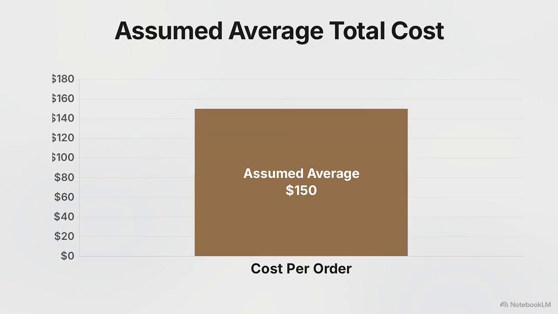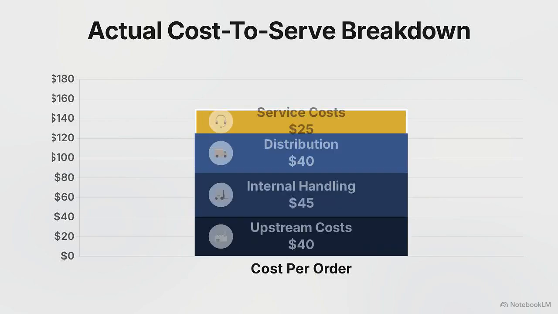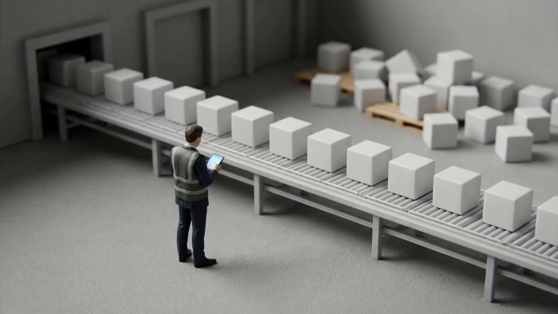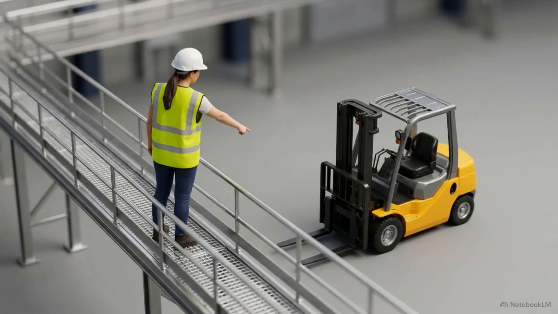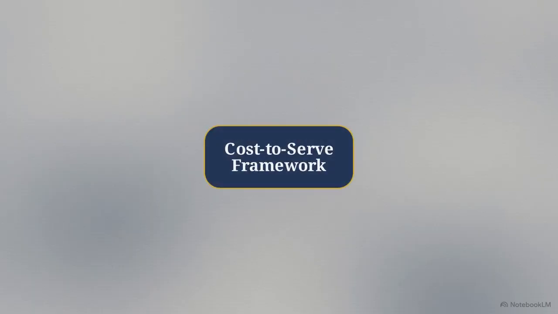Moving from an assumed average cost to a calculated actual cost allows an organization to identify which segments of their supply chain are generating profit and which are eroding it. Rather than treating logistics as a static overhead entry, managers apply CTS as a framework for operational intervention. This framework serves four purposes.